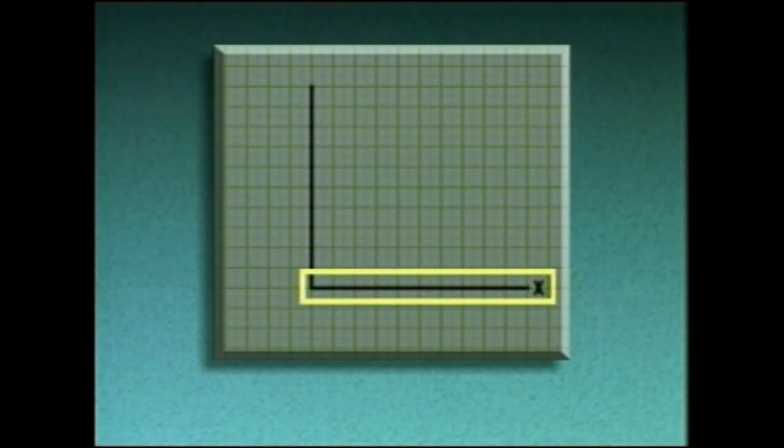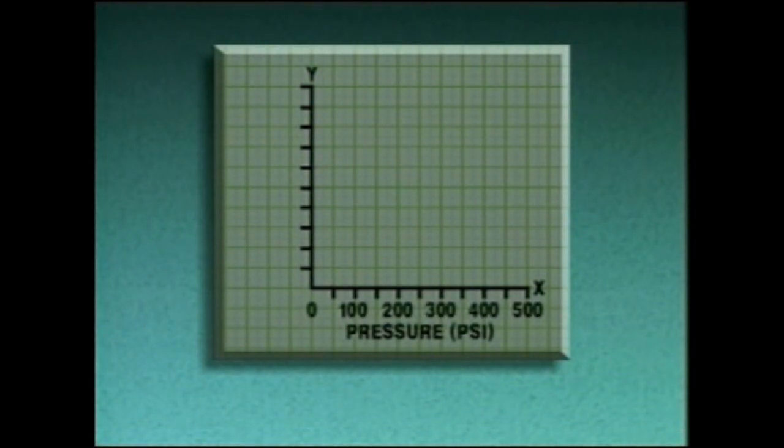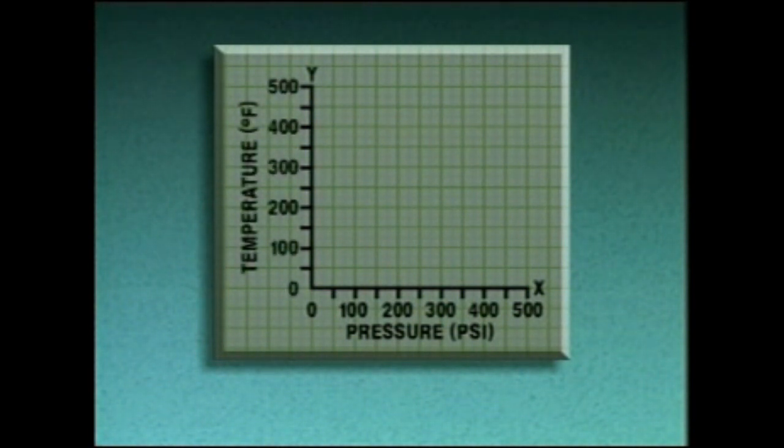The horizontal line is called the x-axis. The vertical line is called the y-axis. The two axes are generally marked off with different units of measurement. On this graph, the x-axis is marked off in pounds per square inch, and the y-axis is marked off in degrees Fahrenheit. The line shown on the graph is called a curve, regardless of whether it is actually curved or straight. The curve represents the relationship between the variables on the two axes.